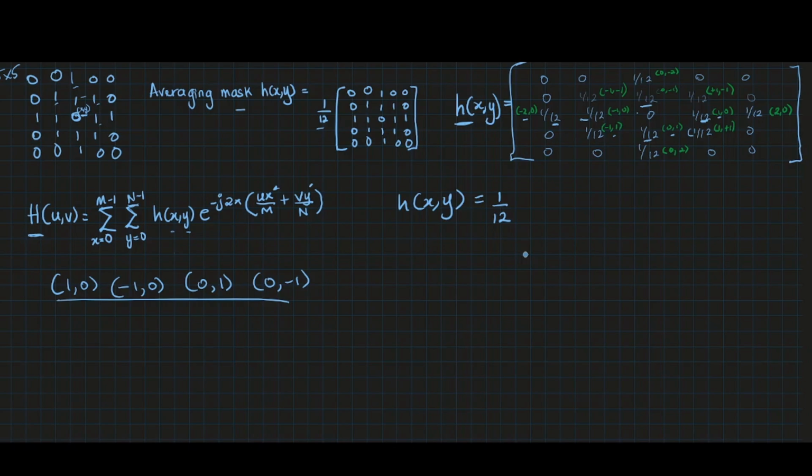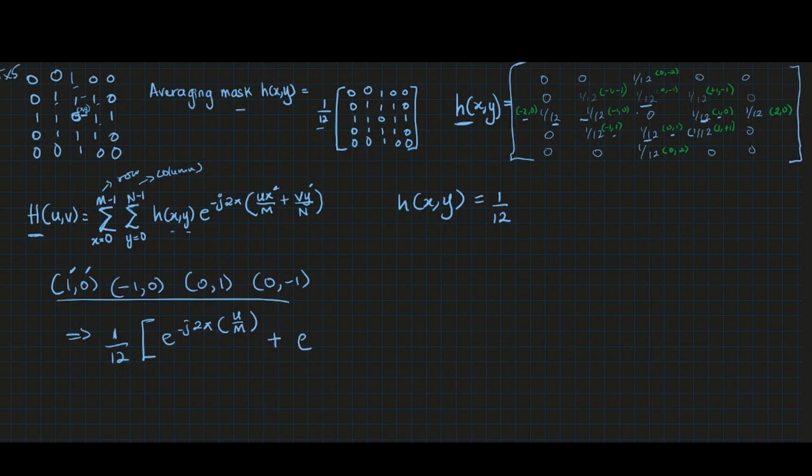I forgot to mention, this summation basically just means sum up all the neighbors in the rows and sum up all the neighbors in the columns. That's just basically what this is saying. So now, for this point, it's going to be 1 over 12 times e raised to the power j 2 pi. For the first one, we have u over M times, what is x? x is 1 in this case, plus y in this case is 0, so nothing remains of it. So this will just be the formula.